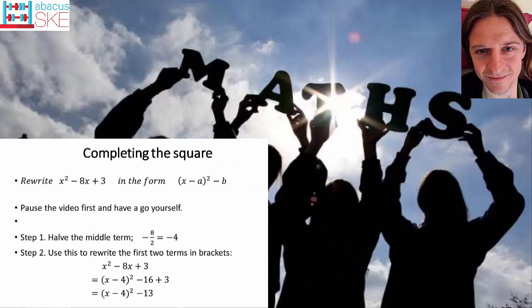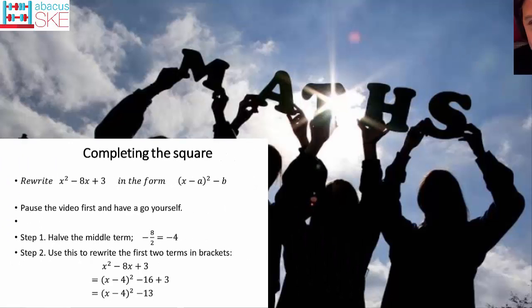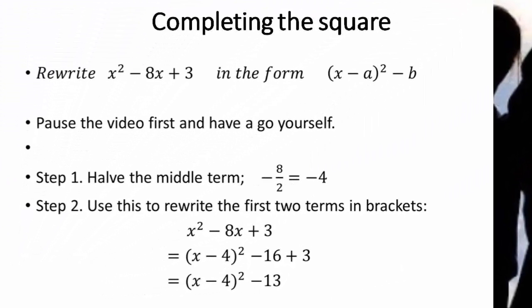Okay, the last thing I want to talk about is completing the square, where we've got x squared minus 8x plus 3, and we've got to write it in the form x minus a squared minus b. That's another way of saying complete the square. Have a go at it first yourself, pause the video, see if you can get the right answer.